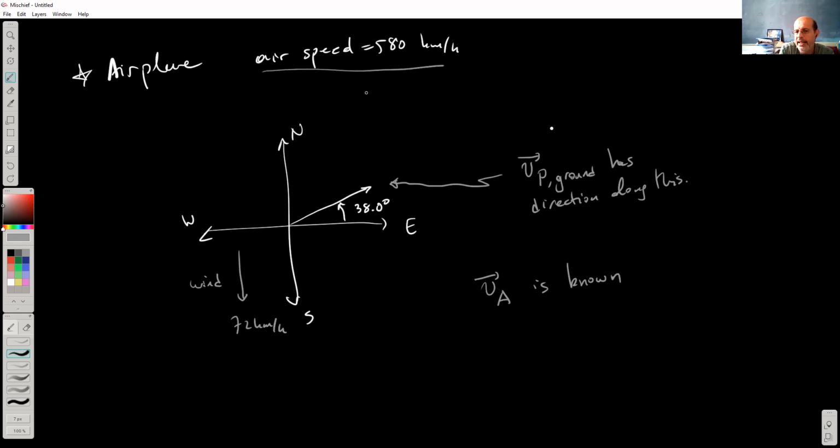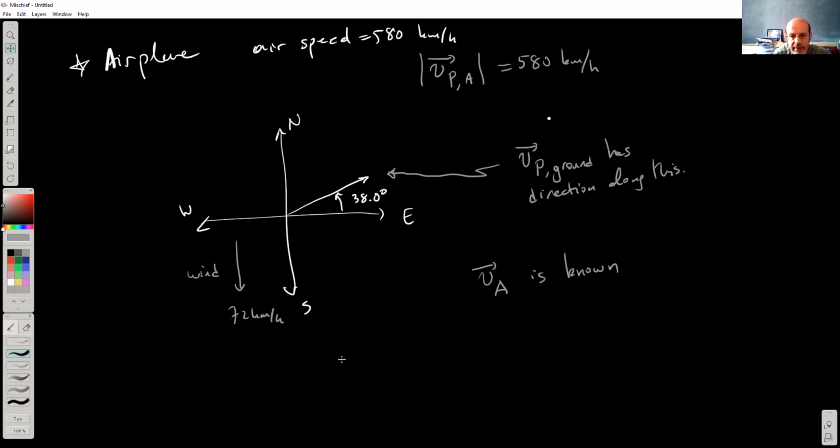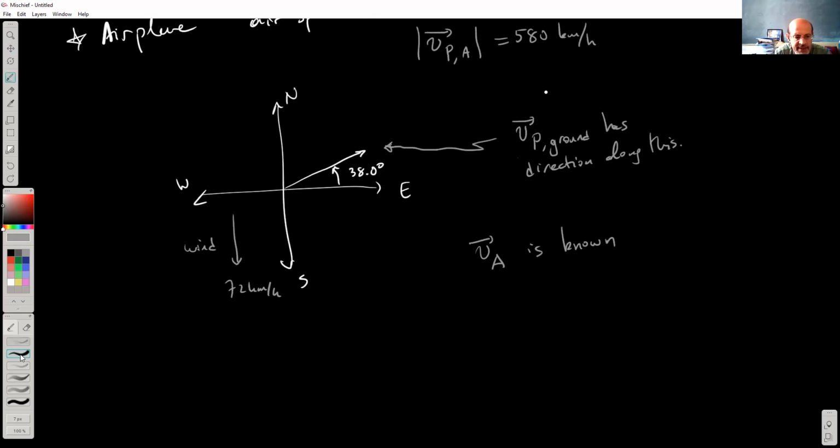So what about this? That's the velocity of the plane relative to the air. What do I know? I don't know its direction, but I know its magnitude: 580 kilometers per hour. The question is, in what direction should the plane head?